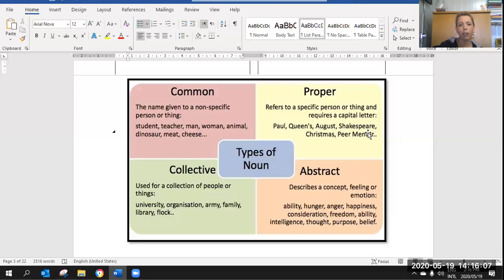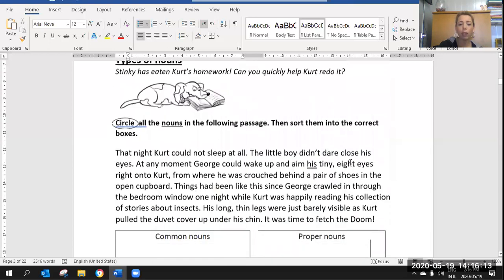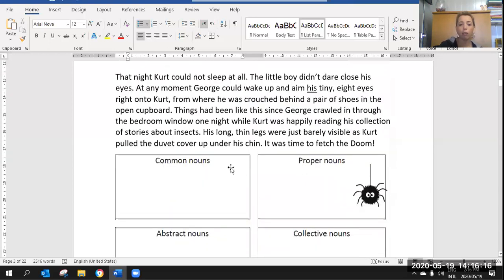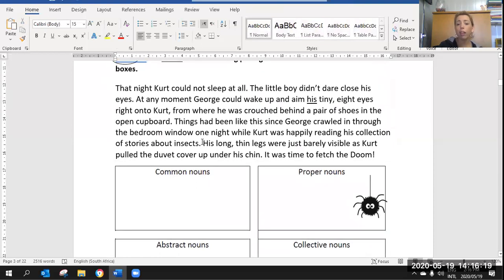But let's go through the example and see whether we can identify some of these in that piece that I gave you. So I told you to circle the nouns and then write them in that block for me. So let's start by identifying the common nouns because they are fairly easy to identify. So we can see in this first sentence, let's read it. That night, Kurt could not sleep at all. So maybe you could say night could be a common noun, or maybe you put it as an abstract noun. We can talk about it, but I would accept it as either, but let's put it under common nouns for now.